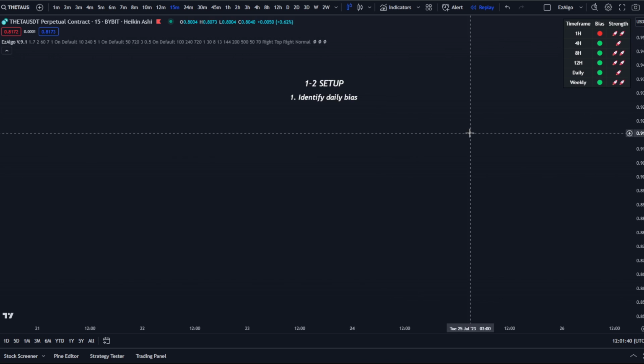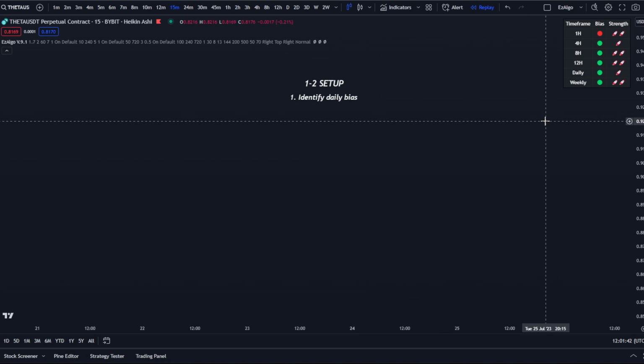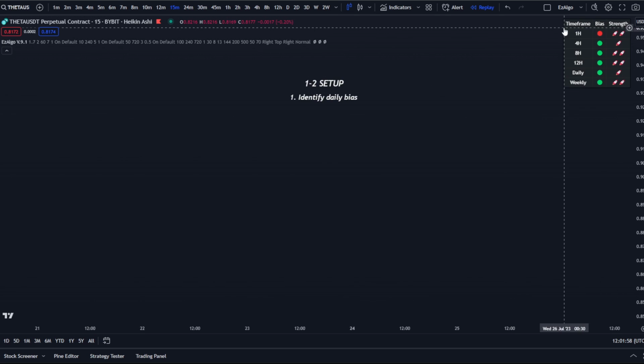All right, the first thing we need to do is identify our bias. Now, how do we do this, right? There's a lot of ways to identify a daily bias. You might identify it via a break of structure on a higher time frame, price above a certain EMA, etc. What I've found works best for identifying the daily bias is using the EzAlgo trend dashboard. Now, we've incorporated bullish and bearish Heikin-Ashi candles for the bias and also a strength feature indicating when one of these bullish or bearish candles has a flat back, so a flat back Heikin-Ashi candle. This indicates strong momentum to the upside or to the downside.